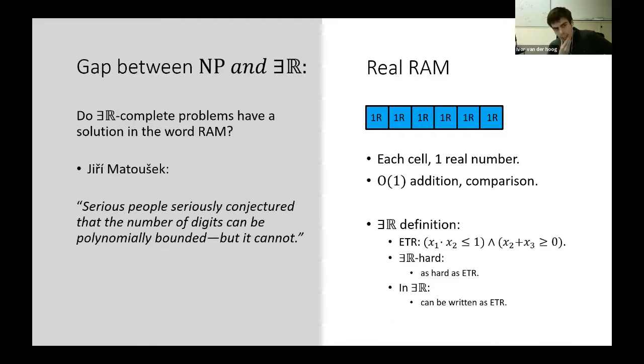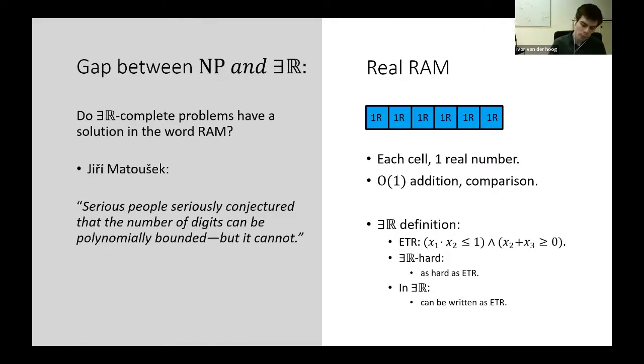And what that basically means is, whenever you have one of these real valued problems, what happens when you try to run it on a word RAM? What happens if you even try to put the solution in a word RAM? And Jiří Matušek had the following to say about this: serious people seriously conjectured that the number of bits can be polynomially bounded, but it cannot.